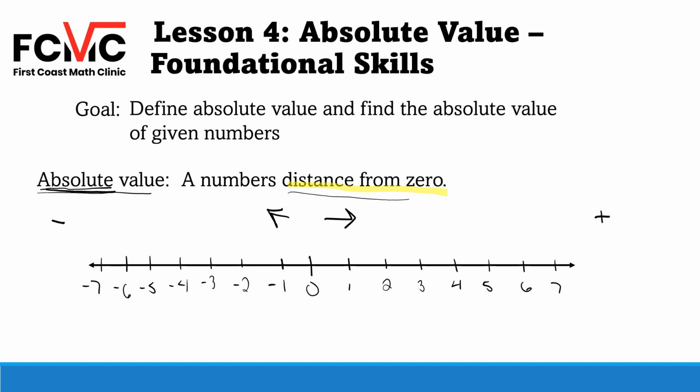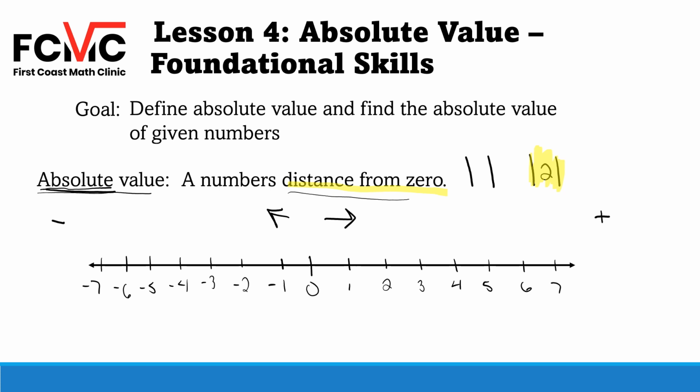And if we're looking for absolute value, the mathematical symbol that we're going to use for absolute value is going to be a pair of vertical bars. Okay, so if you see a pair of vertical bars around a number, it means absolute value. So let's say that you see a pair of vertical bars around a 2. In this example, this would be the absolute value of 2.